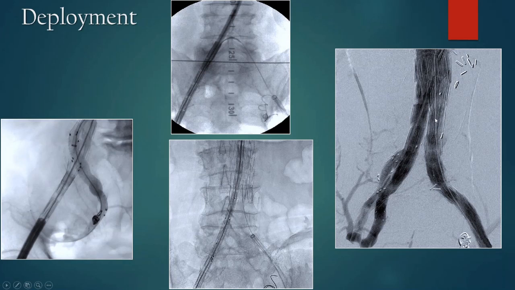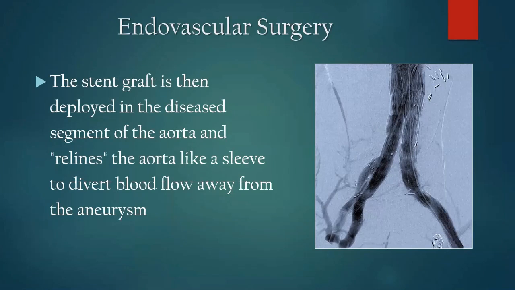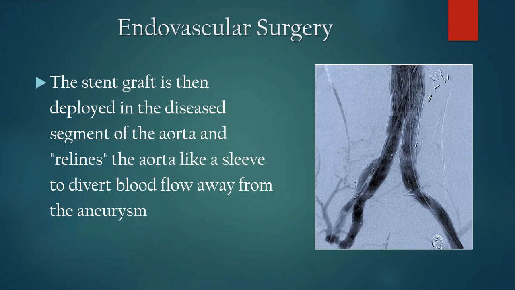And over here we have our completed x-ray, which is a DSA. It's digitally subtracted, so there's no bone in this image, showing the blood flow coursing through the stent graft, excluding the aneurysm sac. And here we're not seeing any perigraft flow or endoleak, which we're going to get into a little bit later. So again, the stent graft is deployed into the diseased segment of the aorta, and it realigns the aorta like a sleeve, diverting the blood flow away from the aneurysm.